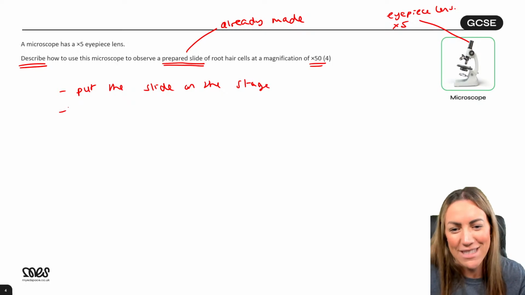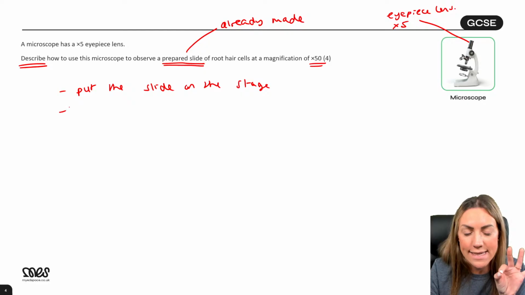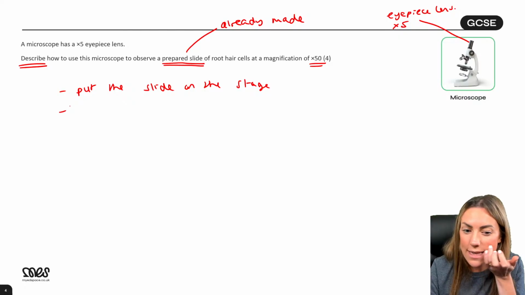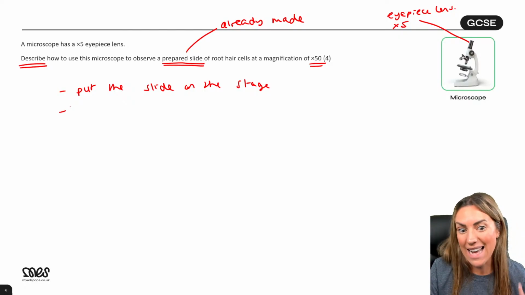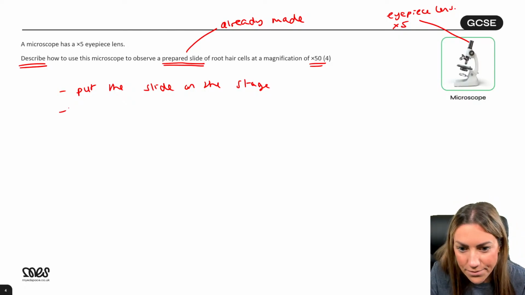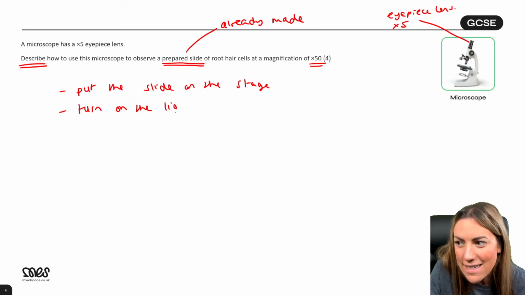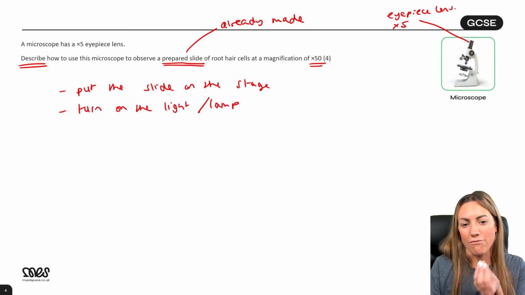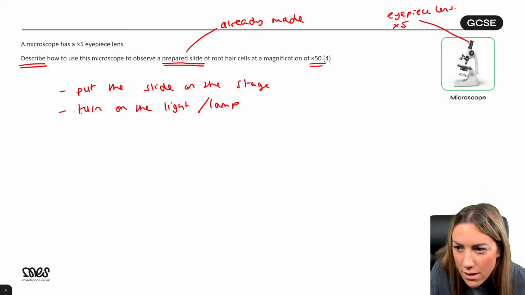How do you prepare a slide though? Well, remember, you want the thinnest layer of cells possible, and you want to add a stain so you can actually see the cells. Like potentially you could say add iodine to stain the cells. Put the slide on the stage. You could also say, which I don't think anyone has said, turn on the light or the lamp, because most microscopes have a light that comes up underneath. So you could have got a mark for that.